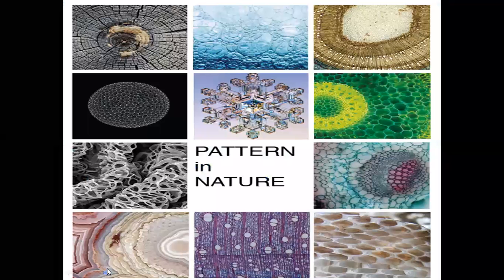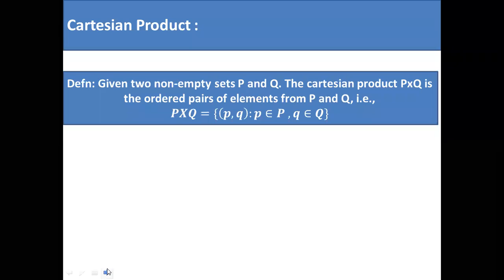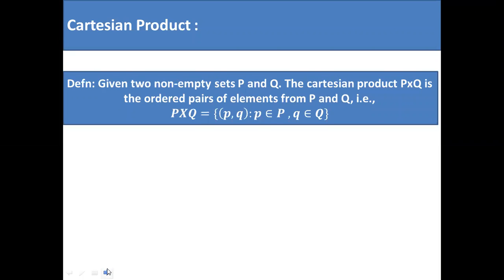Class. We'll just revise quickly so that things will be easy for you. Cartesian products: you have two non-empty sets P and Q, and you have to find P cross Q. P cross Q is nothing but the ordered pairs (p, q), where p belongs to P and q belongs to Q.